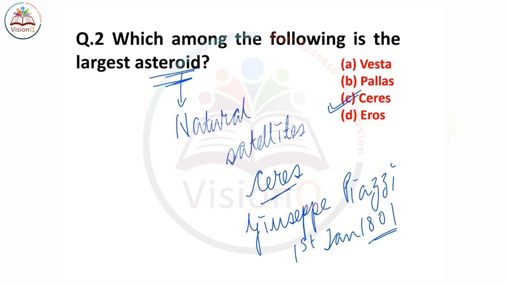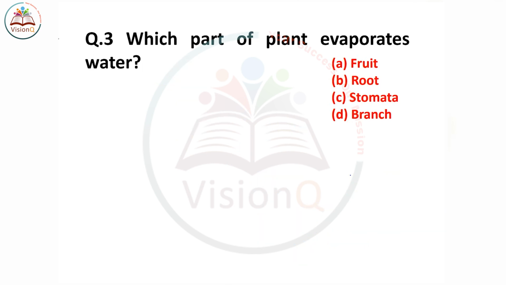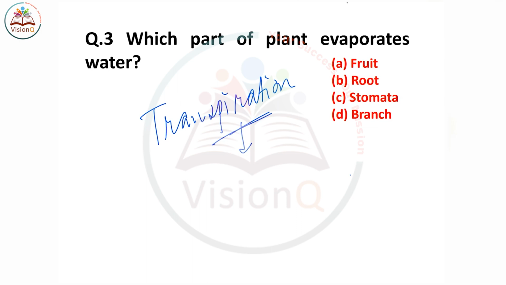Okay, let us move to the third question, question number 3. Which part of a plant evaporates water? This process of evaporation of water, we call transpiration. It is the process by which plants give out water in the form of water vapor. This transpiration process is helped by a very important part of the plant known as stomata, and stomata are present in the leaves of plants. So this process is done by stomata. The answer will be option C, stomata.